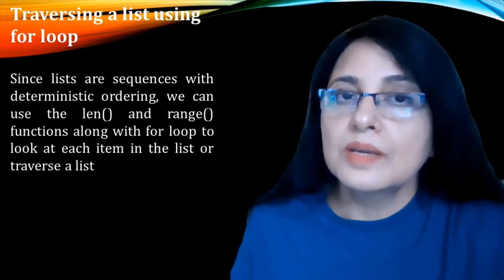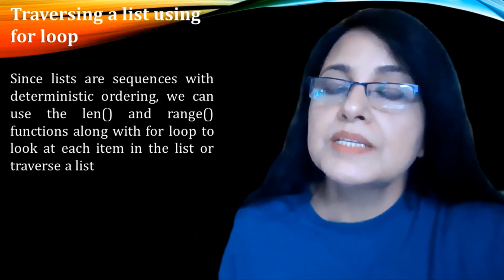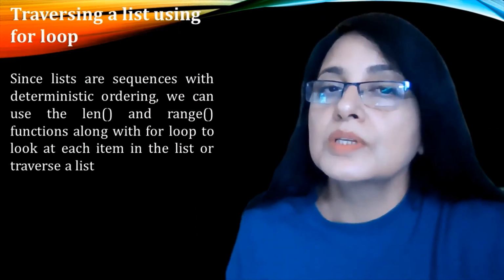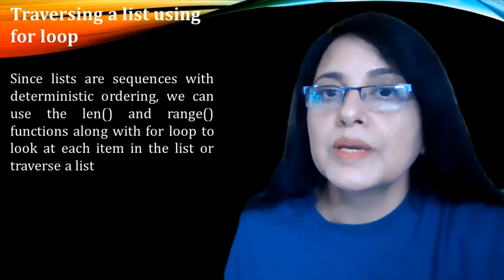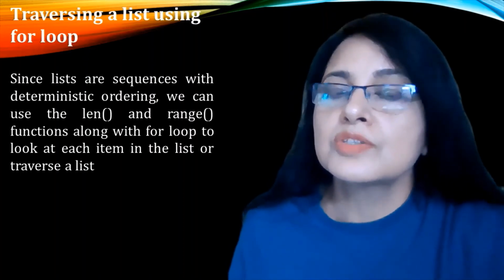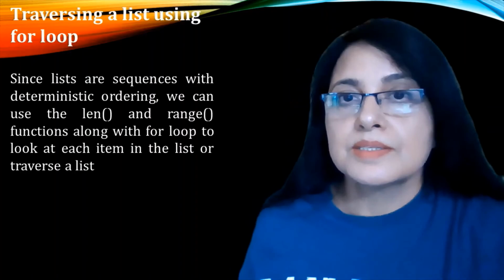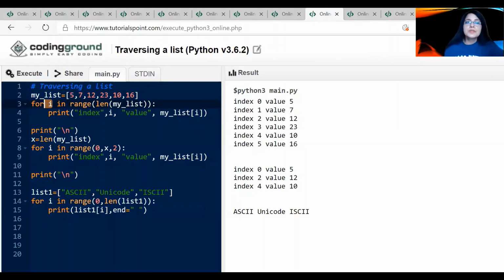Since lists are sequences with deterministic ordering, we can use the len and range functions along with the for loop to look at each item in the list, or traverse a list. To traverse a list, we use a for loop and we take the list. The length of the list is taken in the range function, so it will start from 0 by default, go up to length minus 1 of the list.